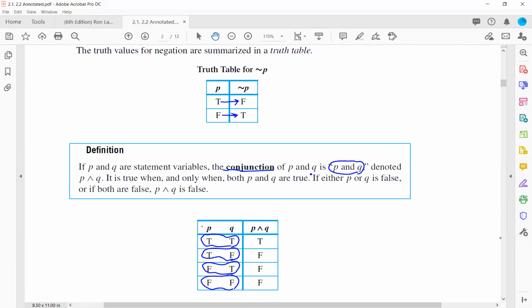So we define the conjunction of P and Q, P and Q, to be true if both of them are true. If one of them is false, the outcome is false. When it comes to and, if both of the statements are true, the outcome statement is true. If one of them is false, the outcome statement is false.